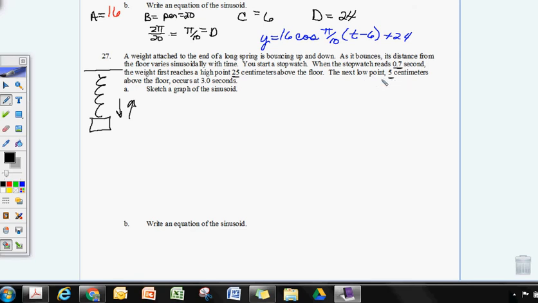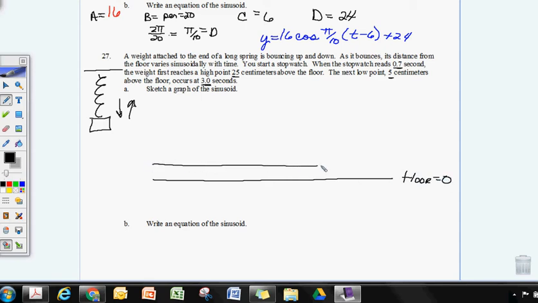Its next low point is 5 centimeters at 3 seconds. So when you're drawing this thing out, you need to recognize there's a floor. The floor is 0. The spring never hits the floor. The lowest the spring hits is 5 centimeters off of the floor, and the highest that the spring hits is 25 centimeters above the floor. So that's the region where we're going to graph it.